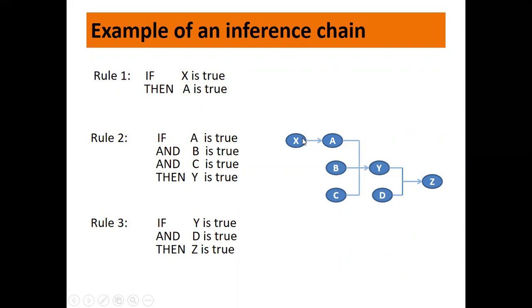Fine. Just look at the chain. From this, we are moving ahead, right? What does rule 3 say? If Y is true and D is true, then Z is true, right? The simple example of an inference chain.